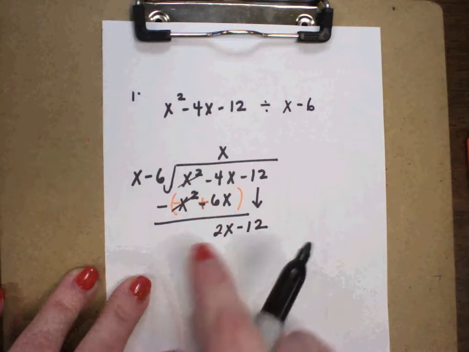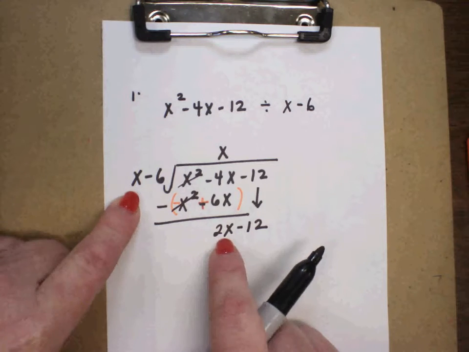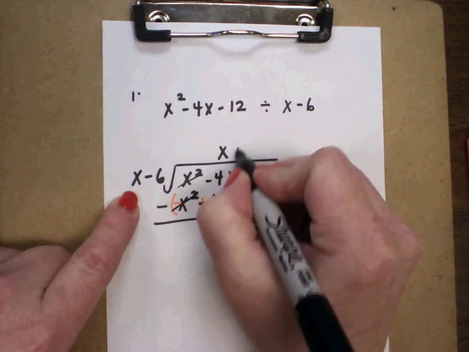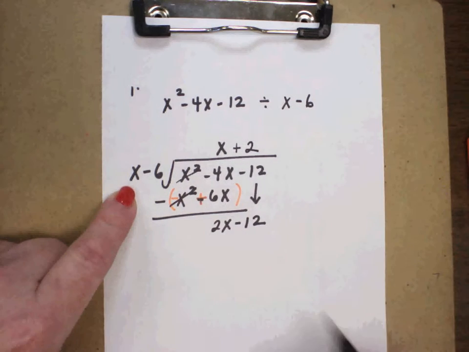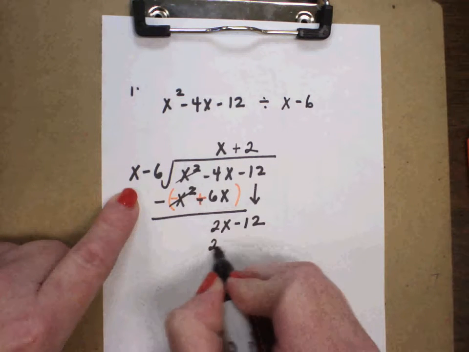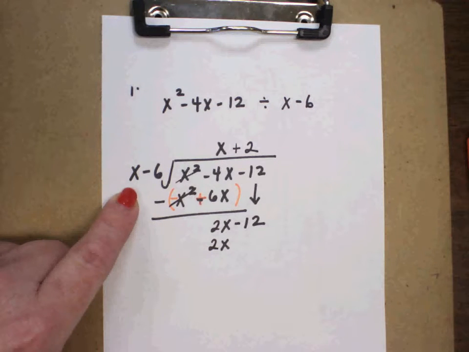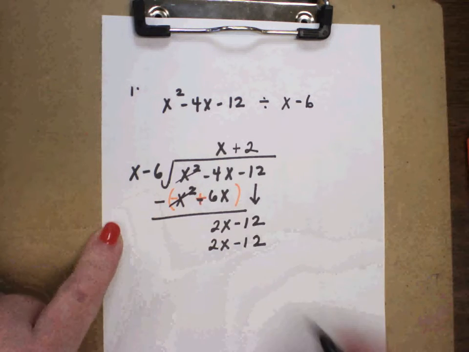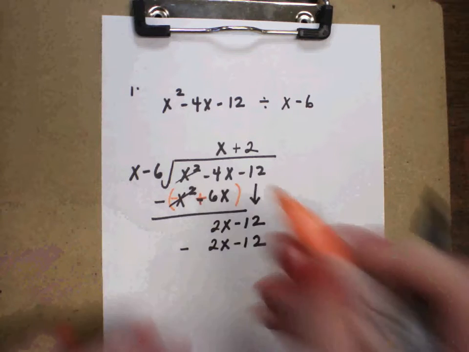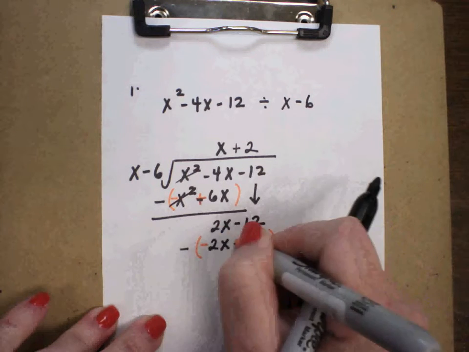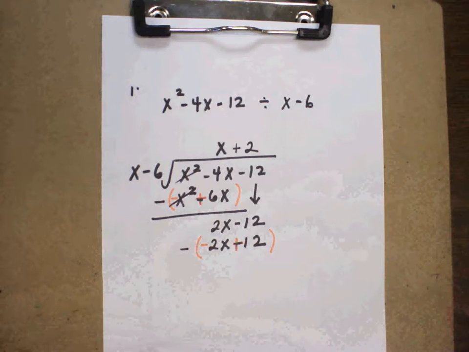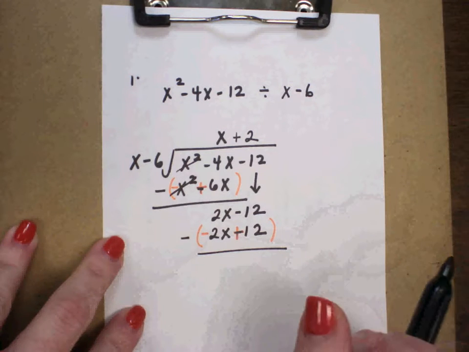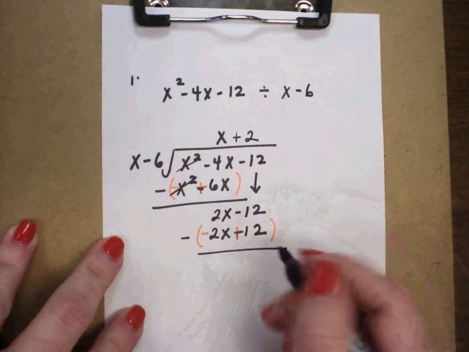All right, so now, what do I need to multiply that x by so that I can get a 2x over here? 2. A plus 2, right? So 2 times x would be 2x. And then 2 times negative 6 would be negative 12. And then I'm going to subtract, which means that everything is its opposite. And then 2x minus 2x is 0. And negative 12 plus 12 is 0.